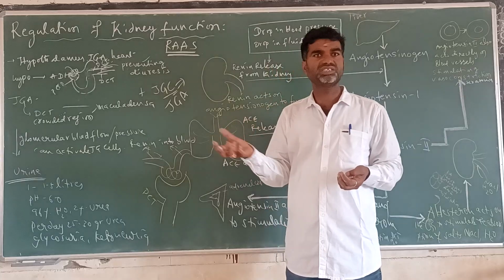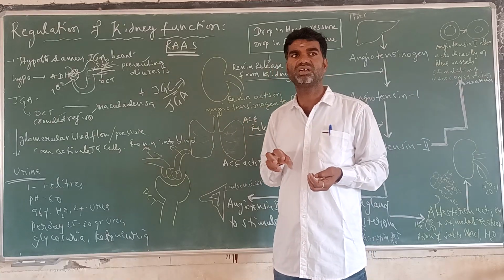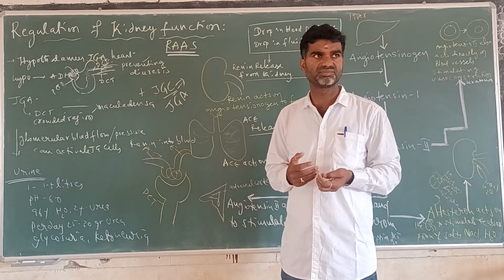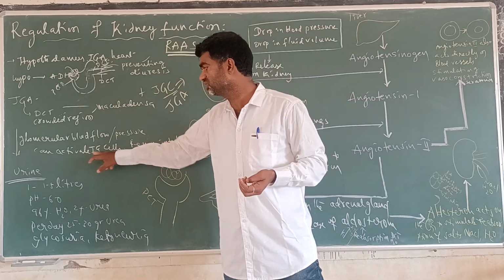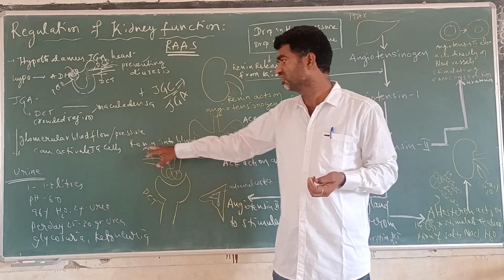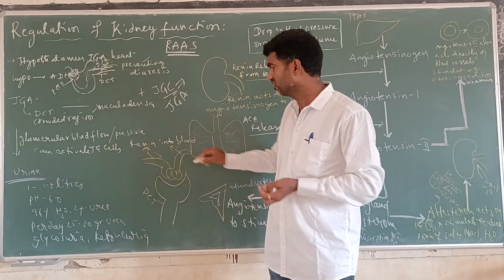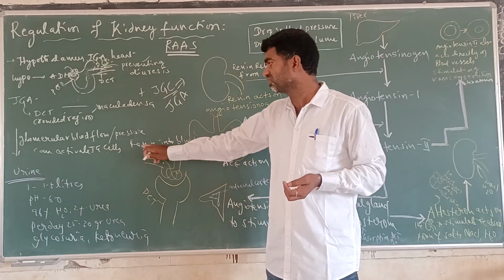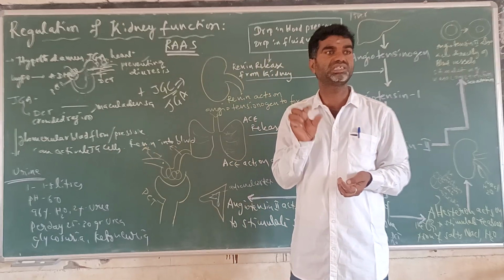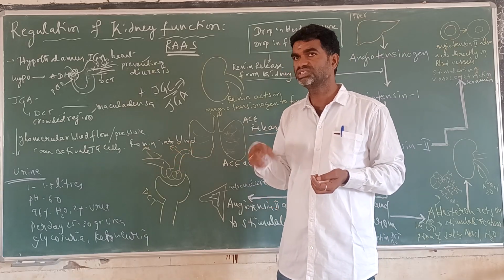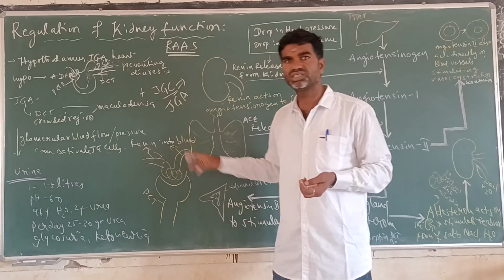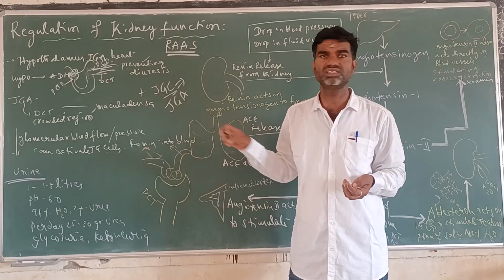If the pressure is normal, the afferent renal arteriole, everything is normal. Sometimes when it falls down, what happens? JG cells are activated. When the JG cells are activated, they release renin into the blood. Renin is released into the blood.